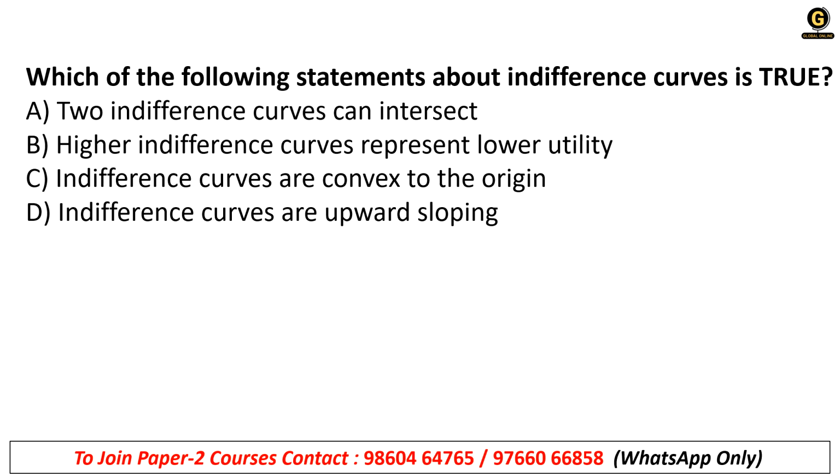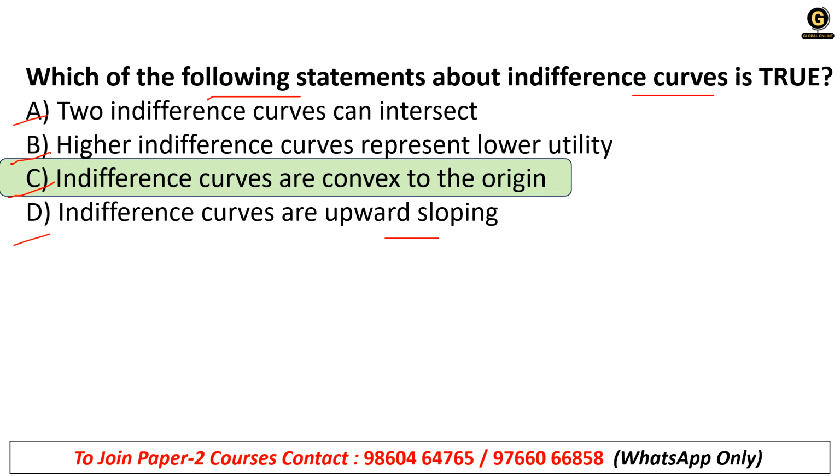Next question, which of the following statements about indifference curves is true? A, two indifference curves can intersect. B, higher indifference curves represent lower utility. C, indifference curves are convex to the origin. And D, indifference curves are upward sloping. What does it mean? If you want to give your answer, you can give it in the comment box. Okay, I'm again telling you, option C is the correct one.